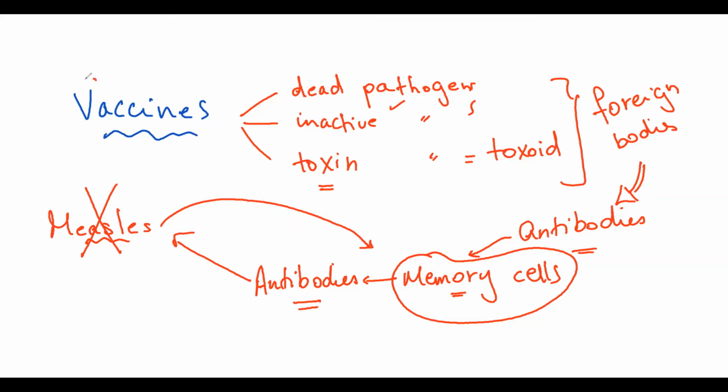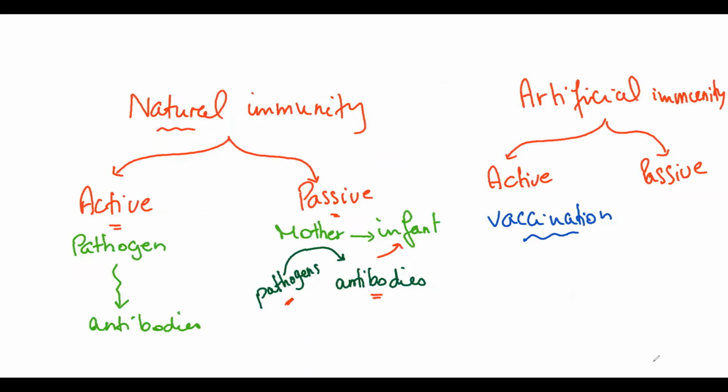That's why we usually give vaccines to infants or to young children to protect them against diseases, to allow their immune system to form memory cells to be ready for any invasion by such bacteria or pathogens.